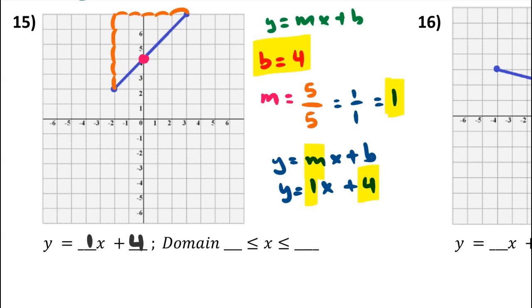Domain, where did we chop it up? We chop it up at -2 and 3. The line between -2 and 3.